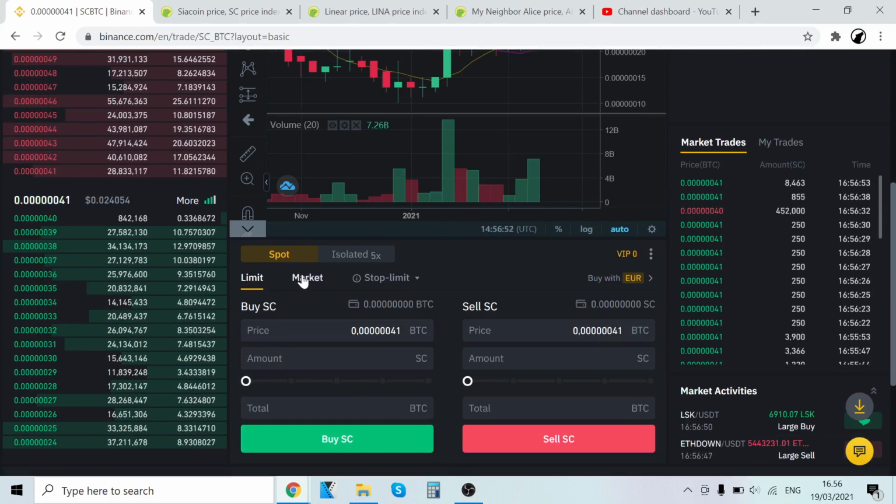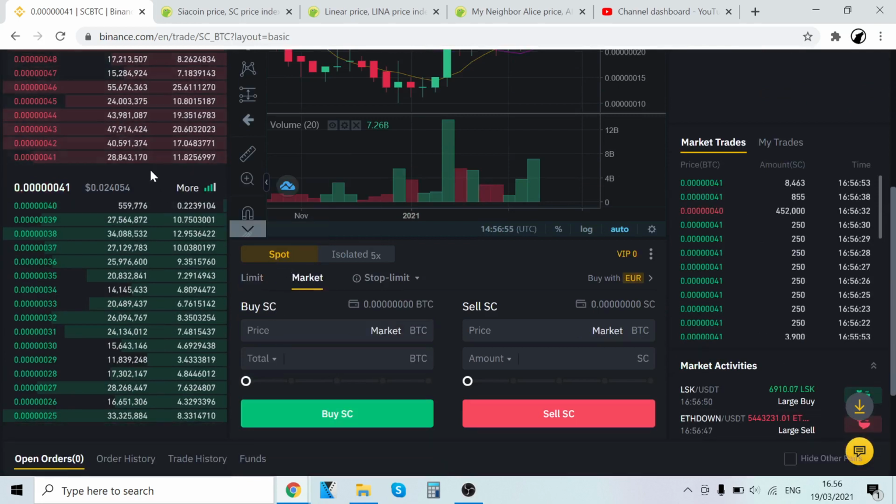So what I do, I just market buy, basically meaning that you will get the best pricing that is currently available. You just get it instantly. So I like to use market buy. So go to market buy, then just select how much Bitcoin you want to sell into Siacoin. So for example, if you want to sell all of your Bitcoins and buy Siacoin with all of the money, go 100% and then just click buy SC.